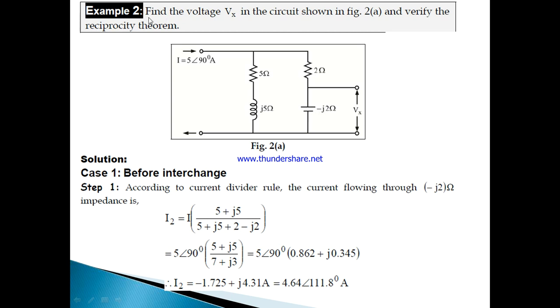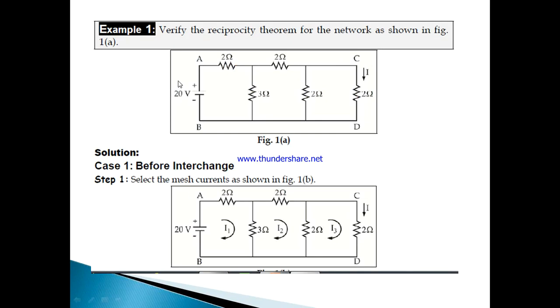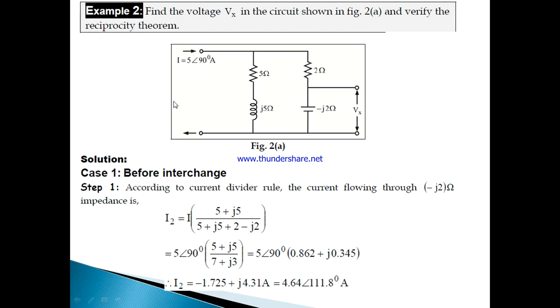So here, first read the example. Find the voltage Vx in the circuit shown in figure 2a and verify the reciprocity theorem. They have given one AC circuit like this. Instead of a voltage source as in the previous problem, here the source is an AC current source. The source value is given as current, that is 5 at an angle 90 degrees amperes, and we are going to find the response, that is the voltage across the minus J2 ohm capacitor.